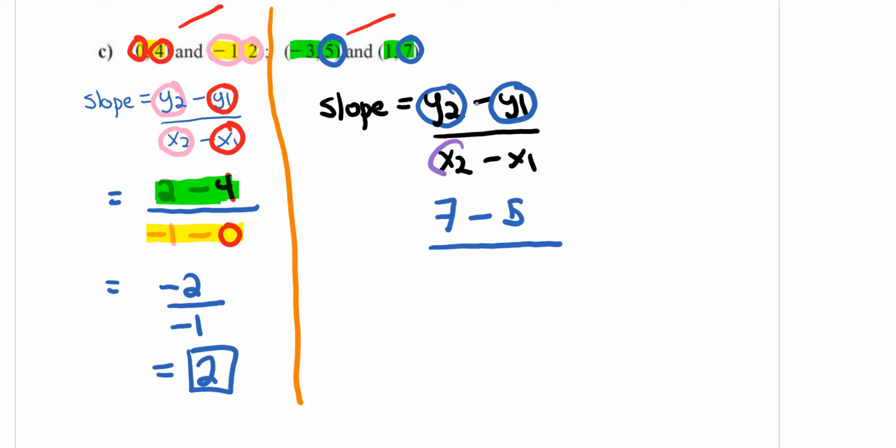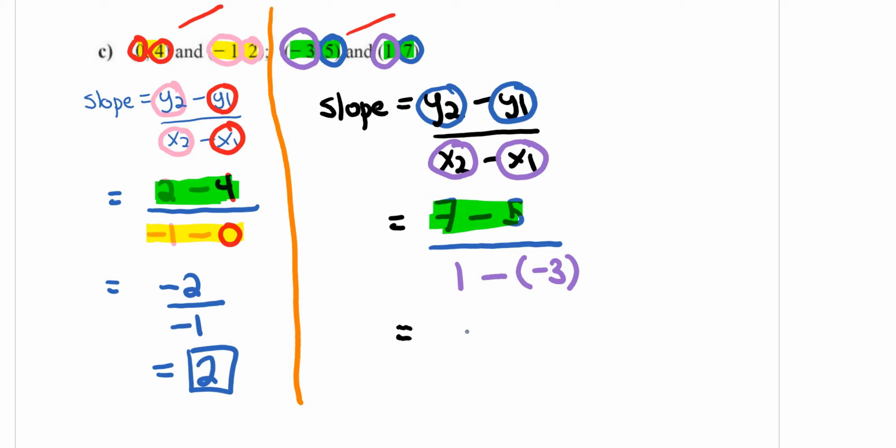And then what's the value of x2? The value of x2 is going to be 1, so 1 minus, and then what's the value of x1? Well, the value of x1 is negative 3, so bracket negative 3. Okay, so let's go ahead and find the slope here, and then in your head you should be able to do this. 7 minus 5 is going to be 2 over, and then I have two negative signs, so that's the same thing as 1 plus 3, and 1 plus 3 is going to be 4. Okay, so 2 divided by 4 is going to be 1/2.